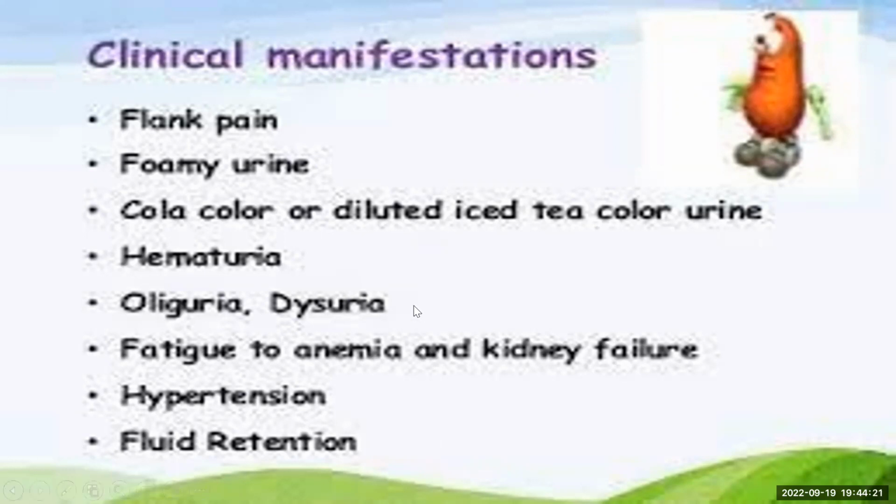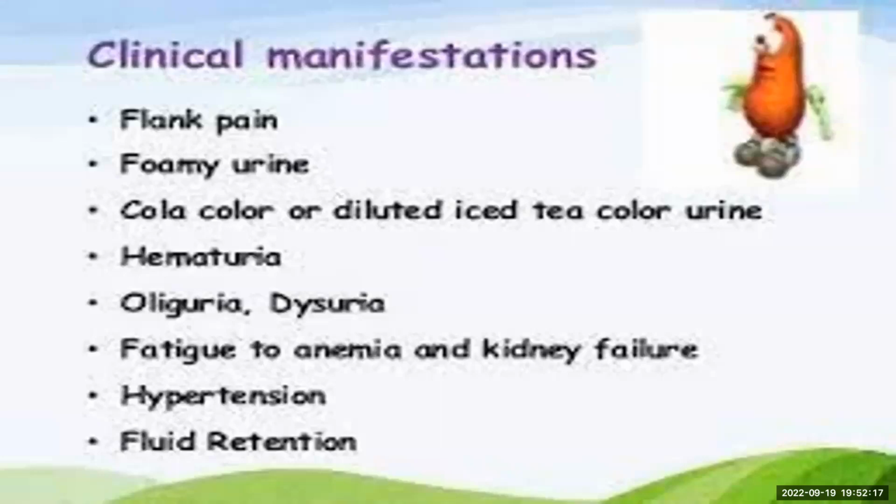Next, the clinical manifestations. Flank pain, foamy or frothy urine, cola colored urine, diluted iced tea colored urine. As we have already said, if there is infection, there will be frothy urine, so that's why it's cola colored frothy urine. Hematuria, oliguria, dysuria, fatigue due to anemia as well as kidney failure. Hypertension because of fluid retention. Edema will be pitting edema.